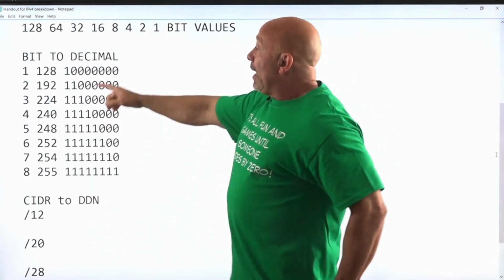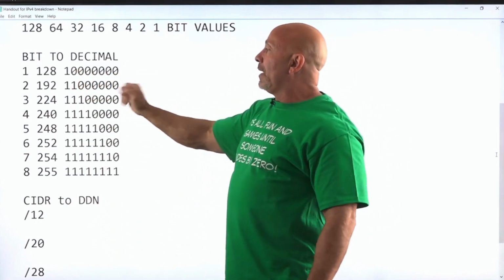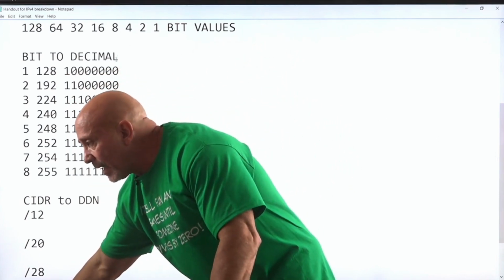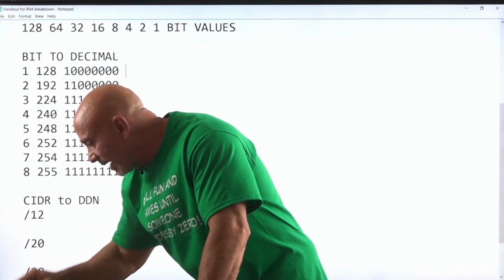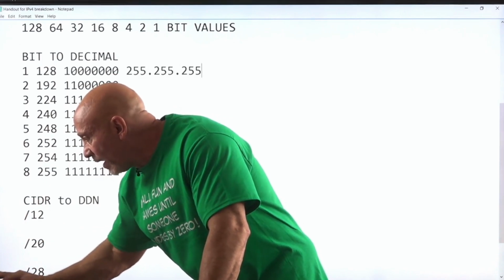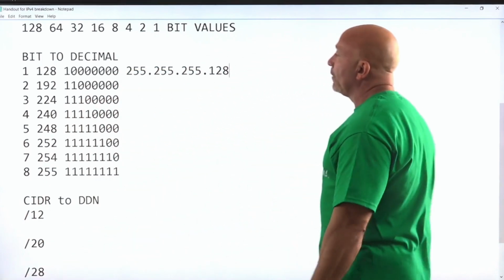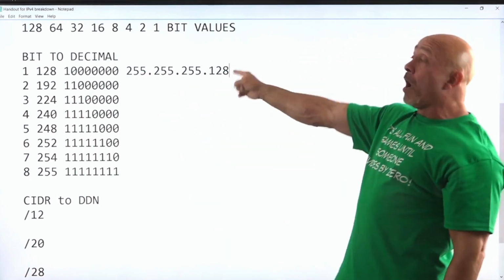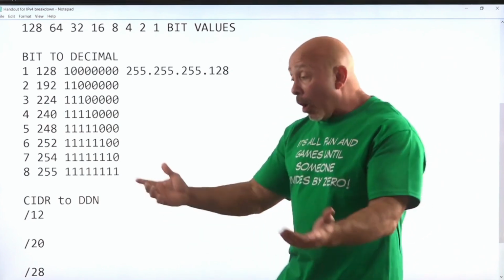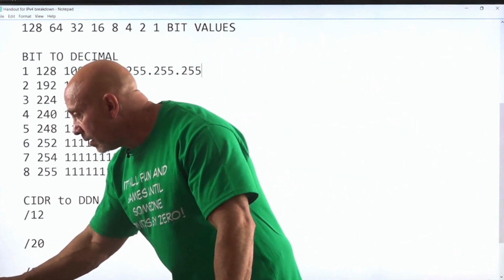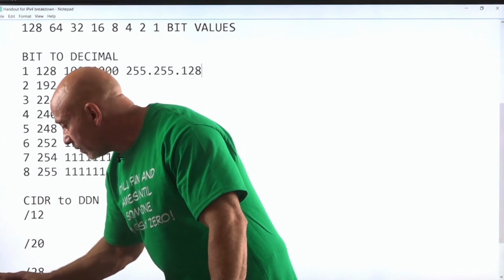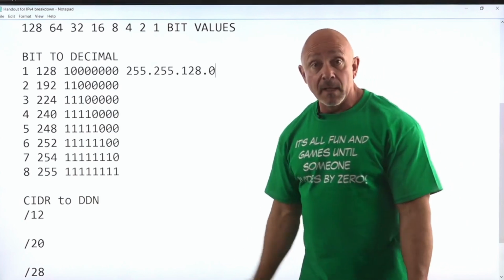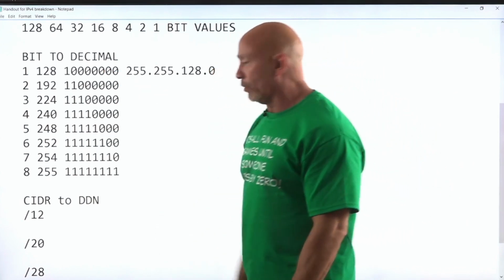If you have one bit on, meaning 10000000 like this, this is a 128. What would be an example? Let's make it a simple example: 255.255.255.128. That means they're all on, and 128 means there's one bit on in the last octet. All on, 128, nothing on in the last octet. That's all that is. So that's what that's telling you.